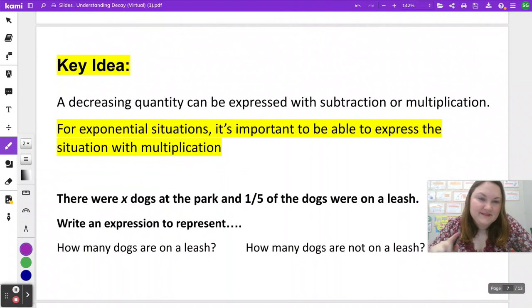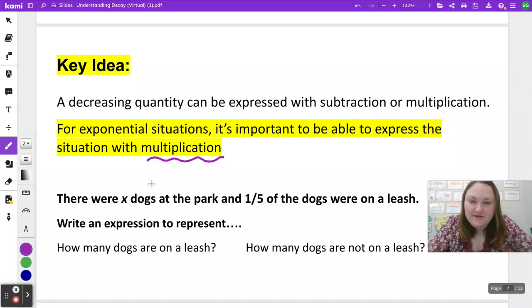So to summarize here, the main idea of this first part is that a decreasing quantity can be expressed with subtraction or multiplication. So for example, when we had Diego with $100 and spending 1/4, or that person had their paycheck, but they're spending some money, you can figure out what's left over with subtraction or multiplication. But for today's lesson, with exponential situations, we have to be able to do the multiplication part. So no subtraction, just the fraction multiplied by the number.